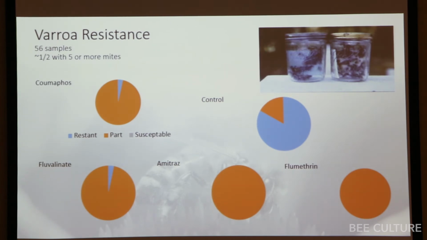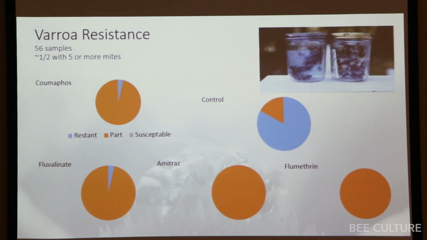True resistance occurs, and I always get this confused, if more than 85% of the mites are surviving. We consider that a resistant population, and we had 1 or 2 colonies show evidence of resistance to coumaphos and fluvalinate. We have yet to find that in amitraz. However, I will say that there are a lot of beekeepers right now complaining pretty hard about amitraz. They're saying they're putting their strips in, and they're coming back and finding high levels of mites.